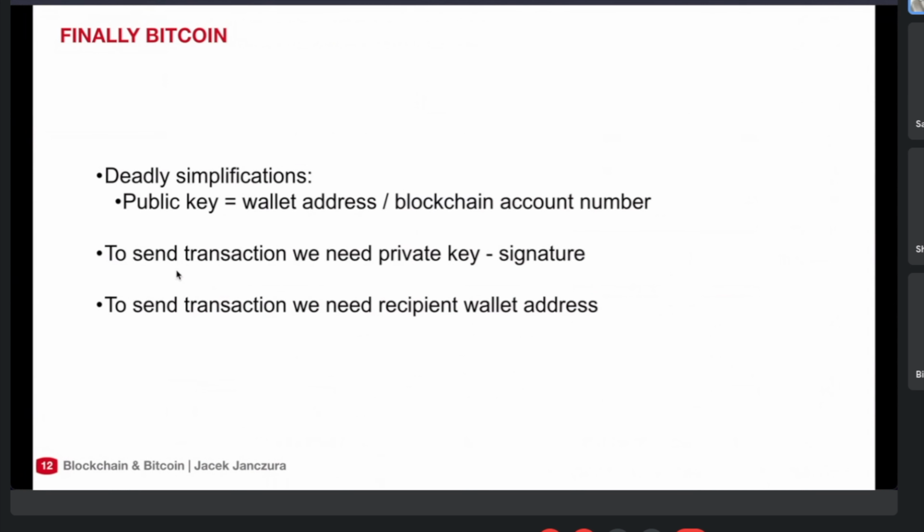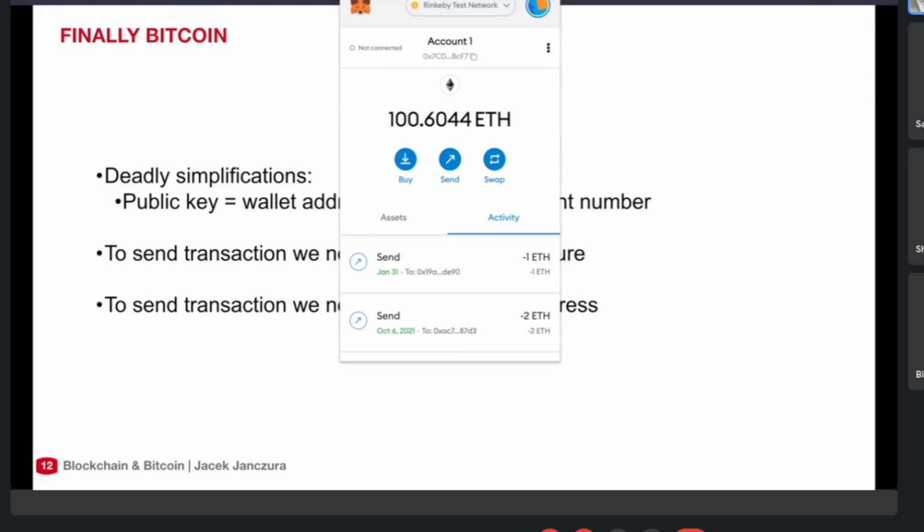In order to send a transaction, we need a private key because we need a signature. And in order to send a transaction, we need a recipient wallet address, which means the public key of the recipient. Let me show you how it works.